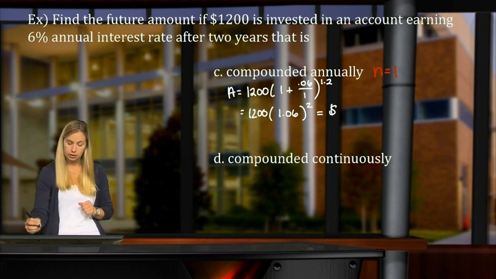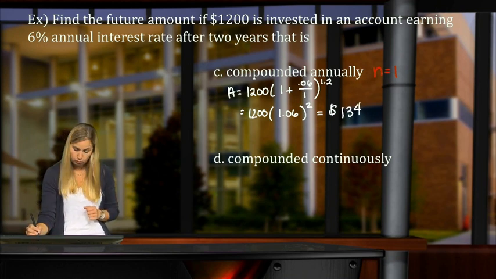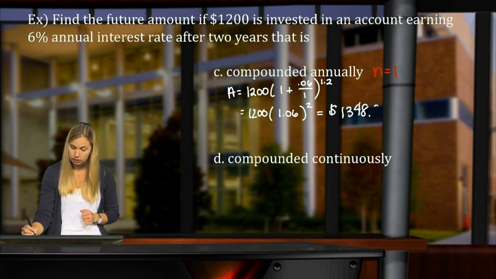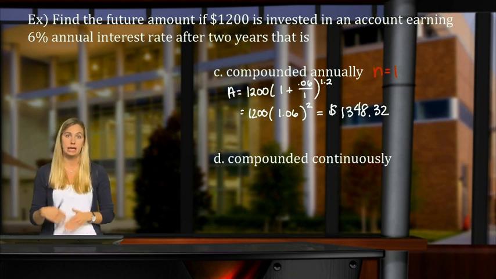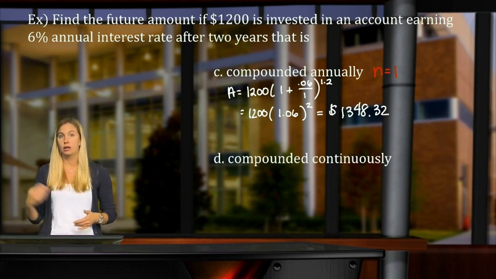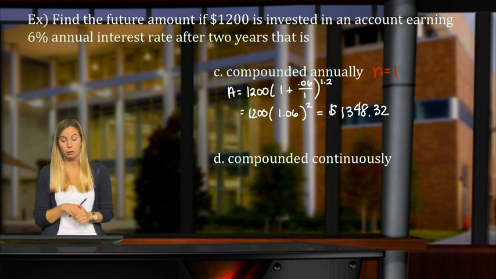Our future amount is $1,348.32. So although it's not a drastic decrease in our future amount, we are still seeing that future amount gets smaller as we decrease the number of times we compound per year.